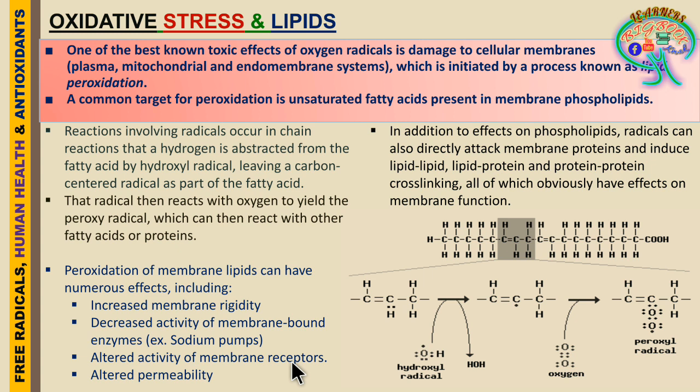altered activity of membrane receptors, that is, in the signaling of external or induction signals or stimulus signals to the cells to take part in metabolic activities, or altered permeability. You know that membranes are semi-permeable in nature, so there will be an alteration in the permeability. So this is the oxidative stress created on the lipids, which leads to a difference in homeostasis within the biomembranes of the cell, be it the plasma membrane, the mitochondrial membrane, the endomembranes, or the nuclear membranes. This is the major difference seen with oxidative stress on lipids.